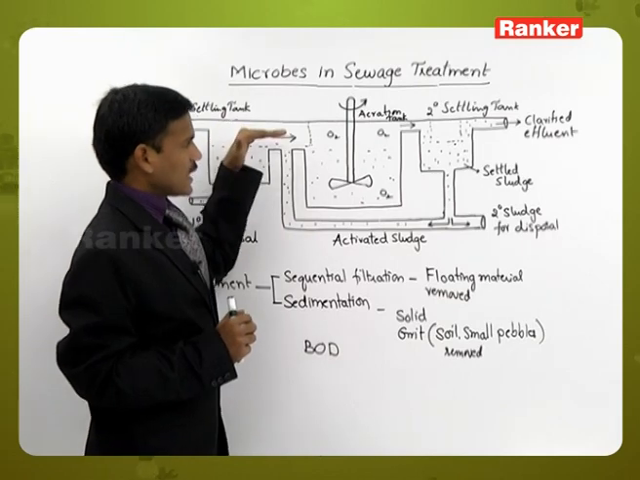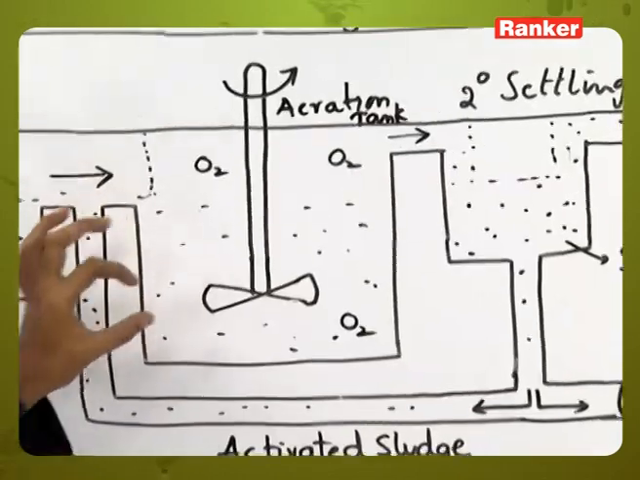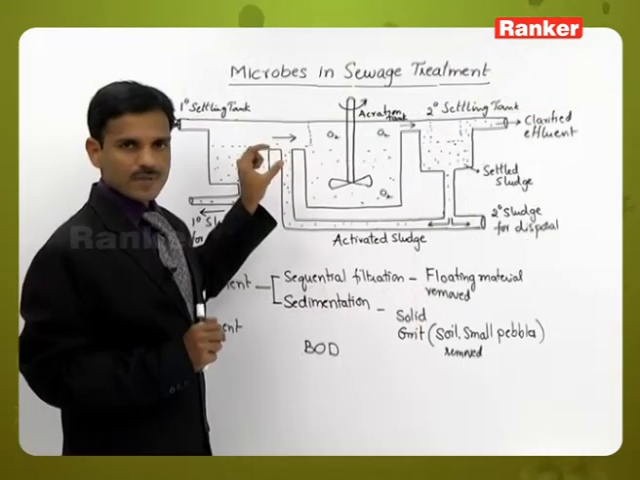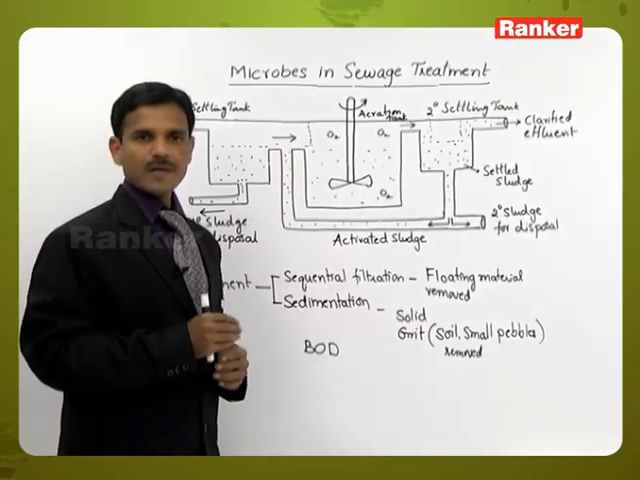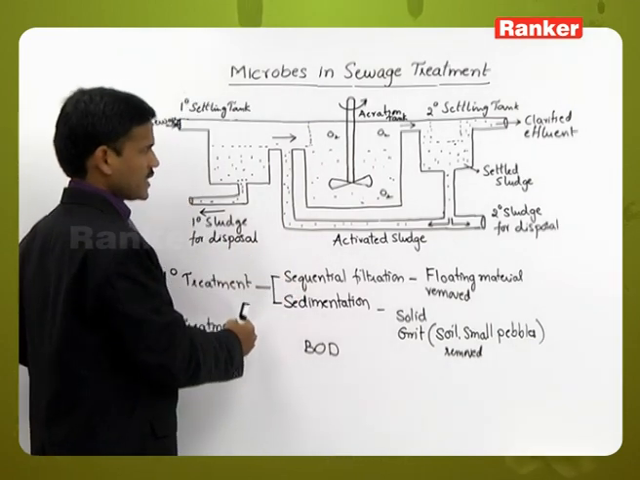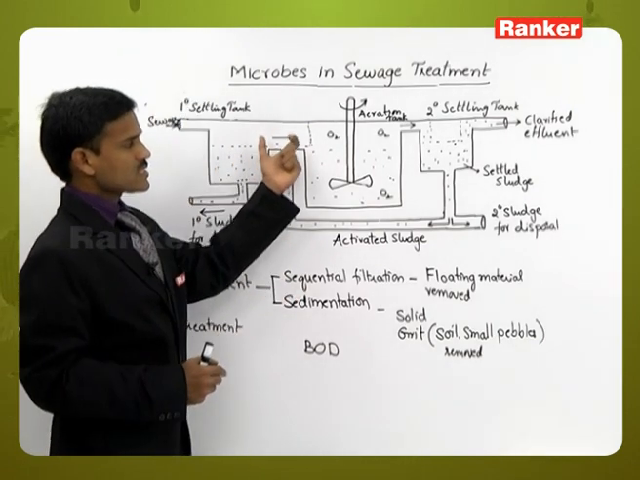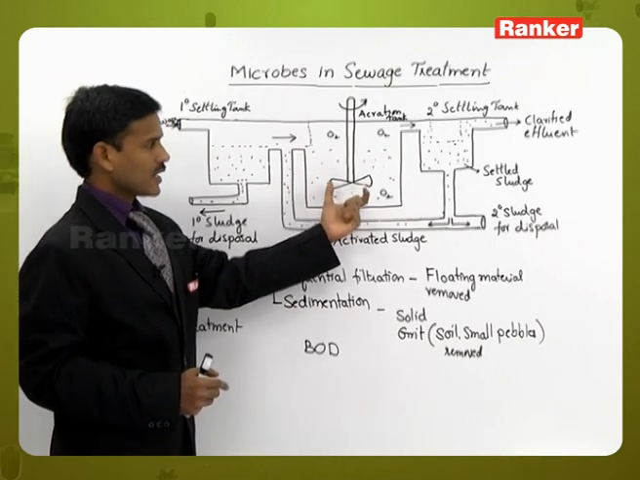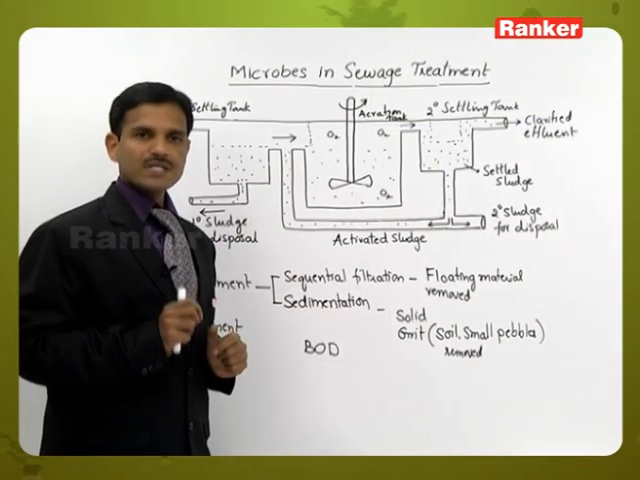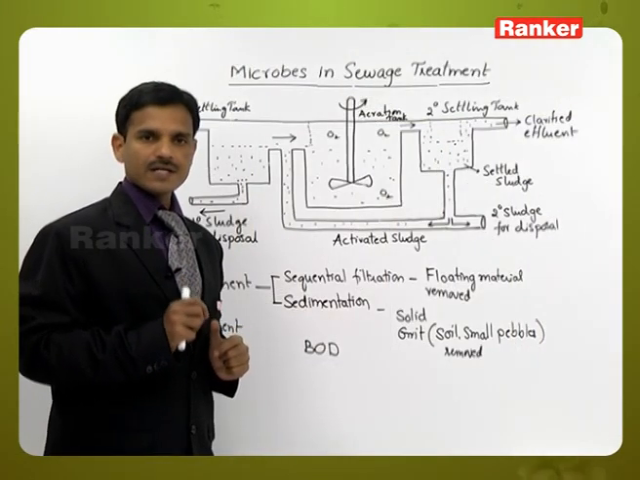Primary effluent is collected into the aeration tank. Some heterotrophic bacteria are present and air, or oxygen, is pumped. In the presence of oxygen, the organic material is oxidized. This is the secondary treatment. In the secondary treatment, the primary effluent is collected into the aeration tank, where mainly the BOD, biological oxygen demand, is reduced.